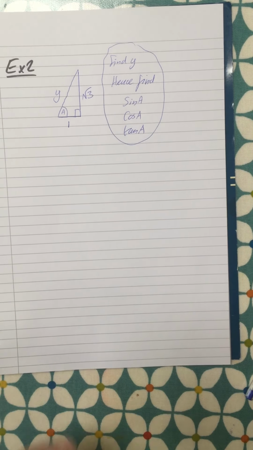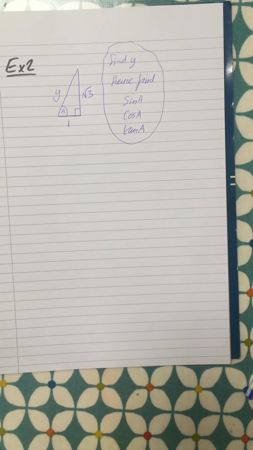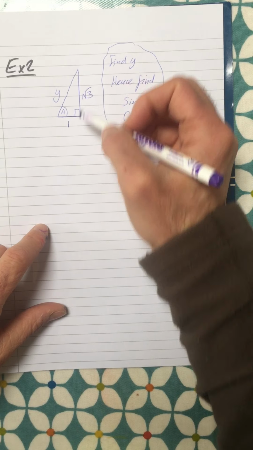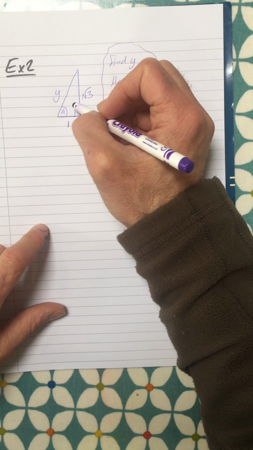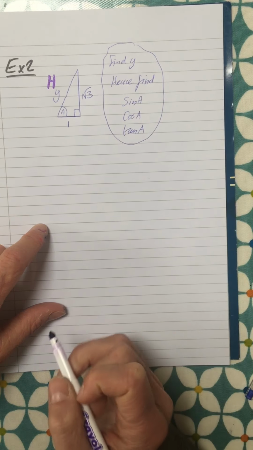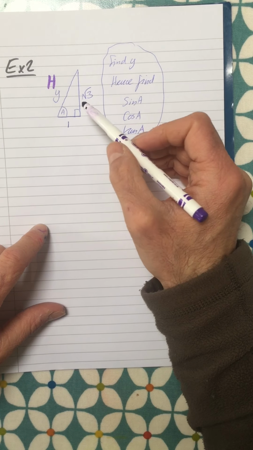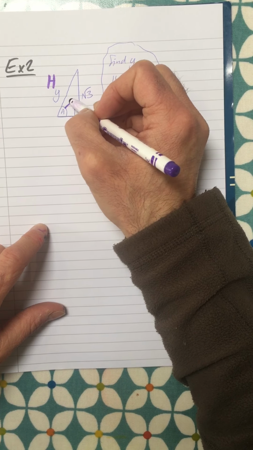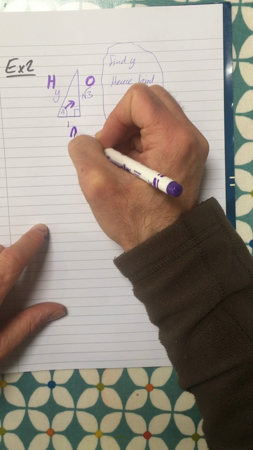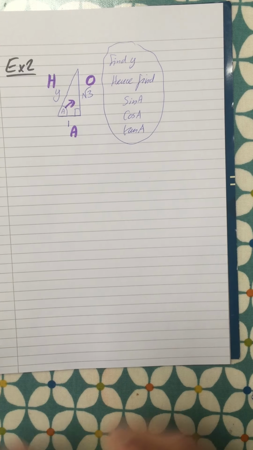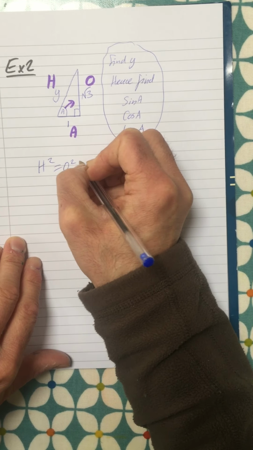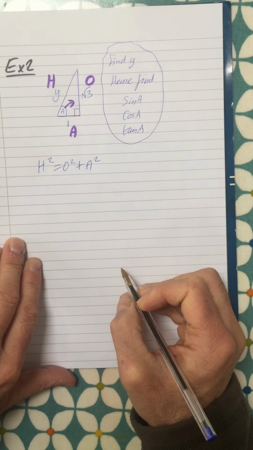Okay, so to do this, we need to find out y first. And to do that, we're going to use Pythagoras' theorem. We need to label our triangle H, O, and A. So H is across from the right angle. The O, I'm going to put opposite angle A, an arrow coming out of the angle. I'm going to call this O, and then this is going to be side A. Pythagoras' theorem tells me that H squared is always equal to O squared plus A squared.